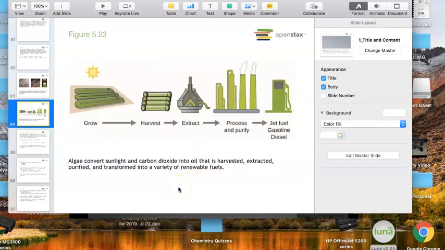So here we see a schematic where we're looking at growing algae, and then you harvest them and extract them into oil, and then you can purify the oil and transform it into jet fuel or gasoline or diesel. That's a very interesting process.